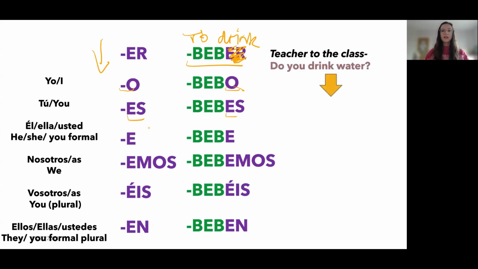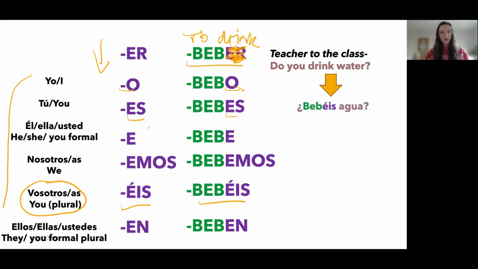So if the teacher was going to say to the class, "do you all drink water?" How would she say that? Firstly, we have to work out which of these we need to be dealing with. Because the teacher's talking to the class, she's talking to you all, so "you" plural. We're going to look at vosotros, vosotras here. So we know the ending is éis, okay? We cross off our ending, we add it, and we get bebéis. So bebéis agua.